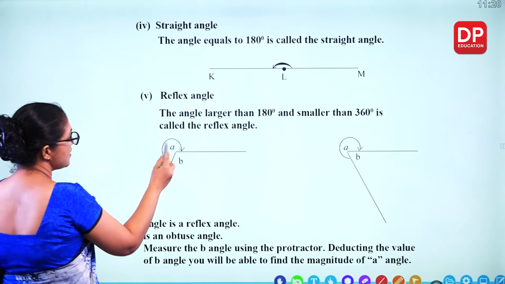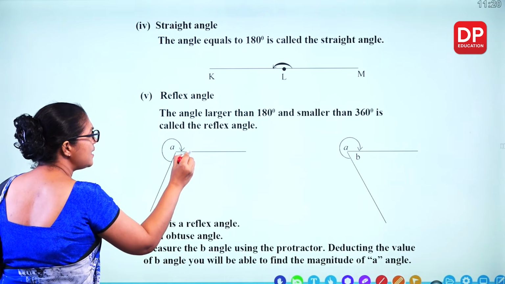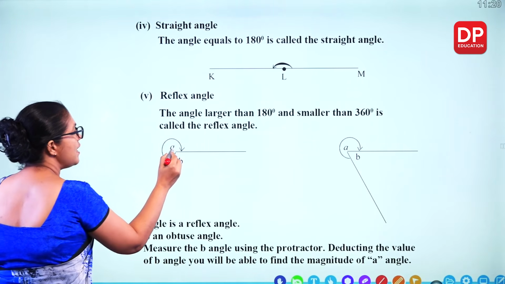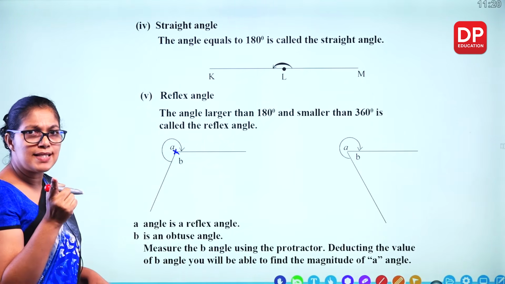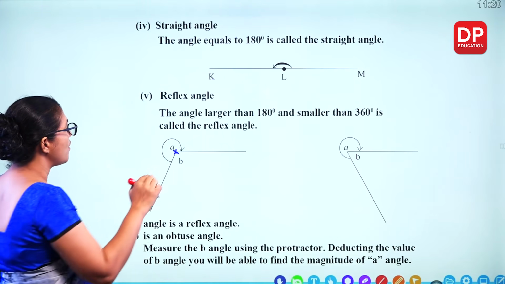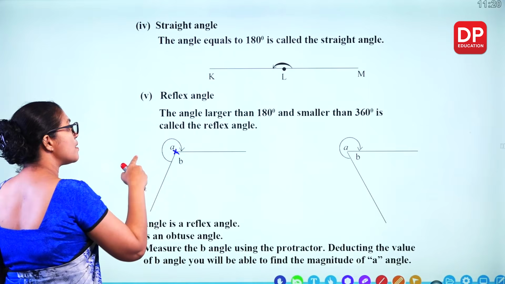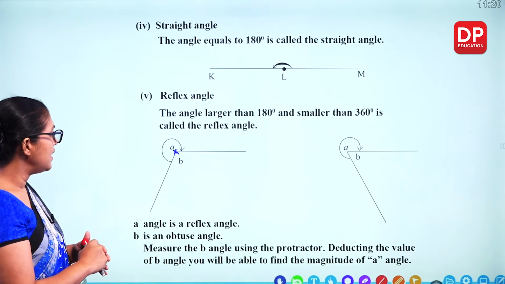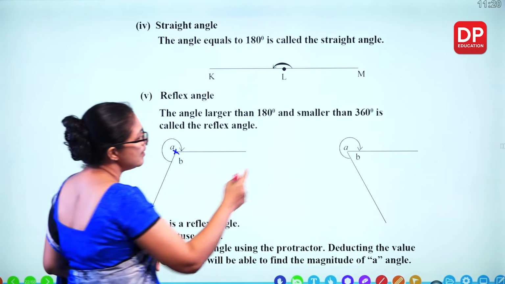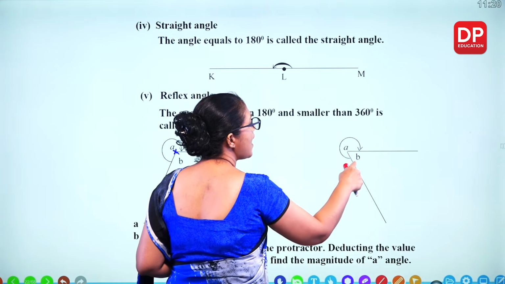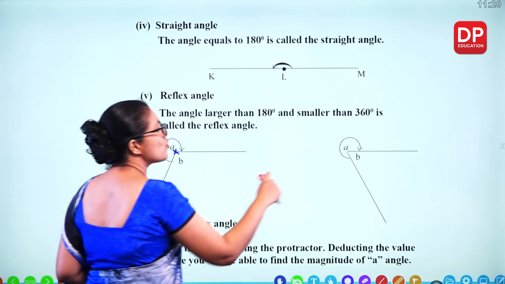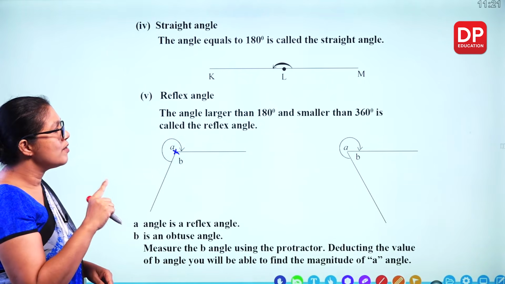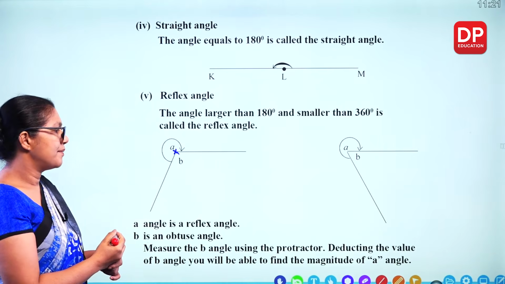So when you look at this diagram, B is an obtuse angle. So how do you find the reflex angle here? We know angles at a point sum to 360. So first find the obtuse angle and subtract from 360, you get the angle A. This one, A is the reflex angle. This is an acute angle. B is an acute angle. So measure the acute angle and subtract from 360, you get the reflex angle A.